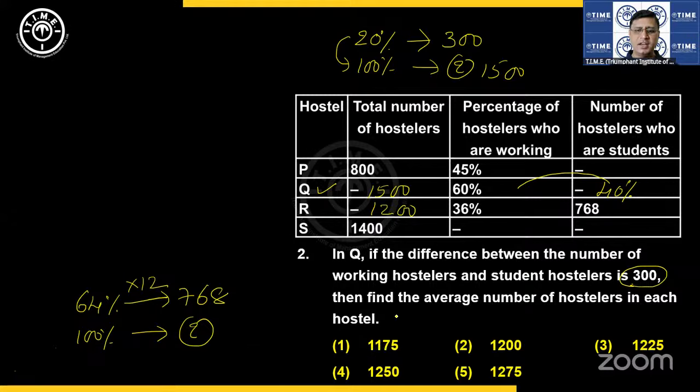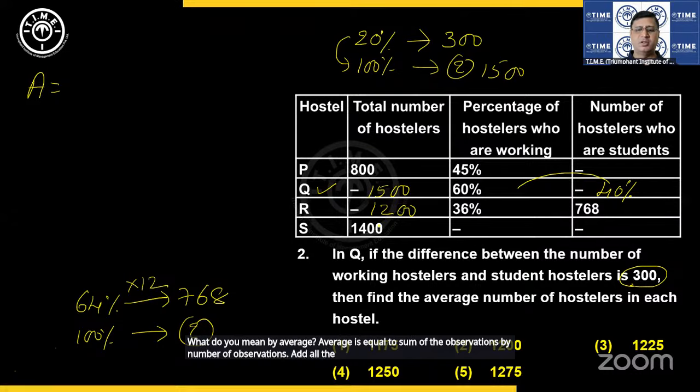What to find here? Find the average number of hostelers in each hostel. Average to be found. What do you mean by average? Average is equal to the sum of the observations by the number of observations. Add all the values and simplify.